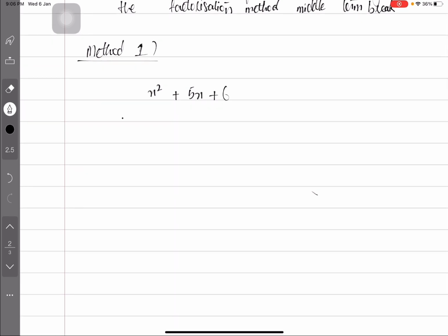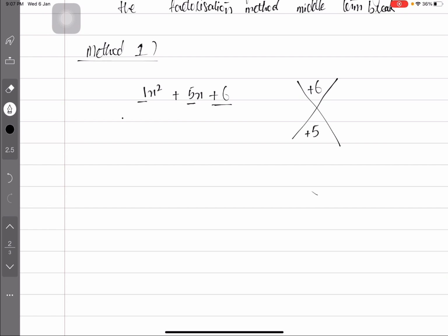For this method, the first thing that you need to do is literally draw an x on the side of your page. Then, you take the coefficient of the first term, here we have a 1, and the last term, and multiply the two of them together. When you multiply plus 6 and 1, we get a positive 6. The second thing, we fill the downward part of the x with the coefficient of the middle term. Here we write 5 with its sign, that's a positive.